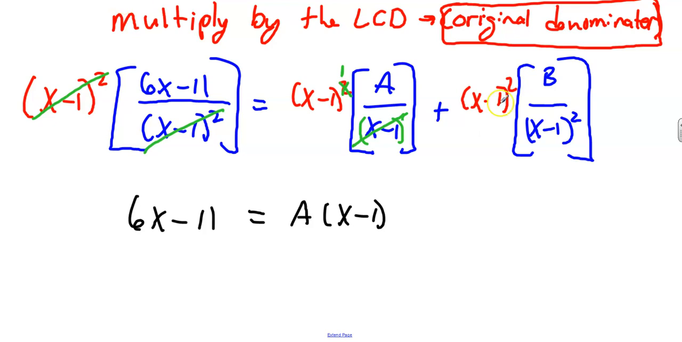For this one, you've got x minus 1 squared and x minus 1 squared. That whole thing goes away, which leaves you with the B value. Okay, and go ahead and do the distributive property, which is not a whole lot here. If you've got A times x and then A times negative 1, so that's just Ax minus A.